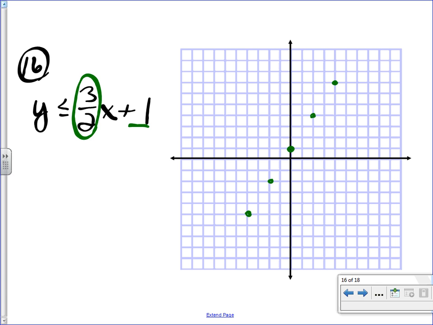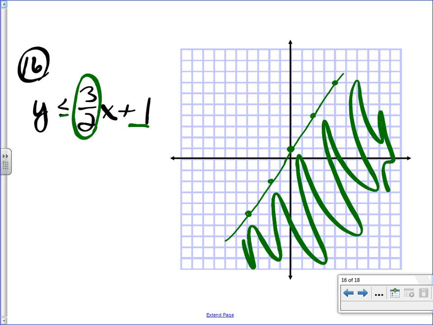What kind of line am I going to use on this one? The solid or the dotted? Solid. And that's because of this equal sign. This one also says less than. We're going to shade to the bottom. So that's the graph.